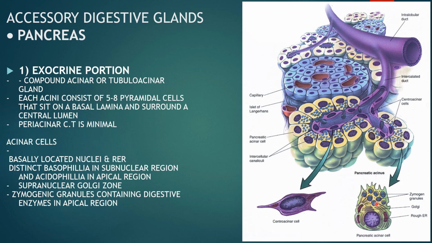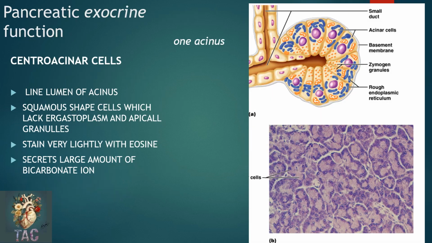zymogen granules stain with the eosin, you can see the eosinophilia in the apical region. The periacinar connective tissue over here is minimal in this case, and the acini consist of 5 to 8 pyramidal shaped cells. The centroacinar cells line the lumen of the acinus.